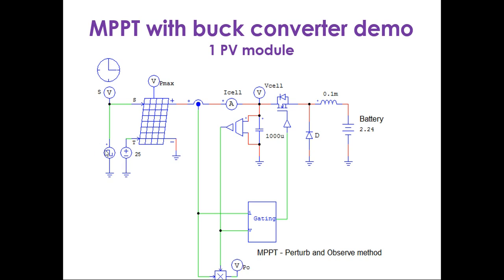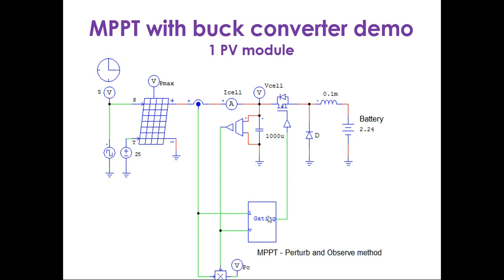Now over here, the square wave is given, that is the change in the radiation pattern, and the temperature remains fixed at 25 degrees centigrade. We are introducing the perturbation variable and this PV panel in the PSIM software. We have the voltage sensors over here. It is the perturb and observe MPPT algorithm, and over here the battery is there. The reference voltage is selected from this segment.